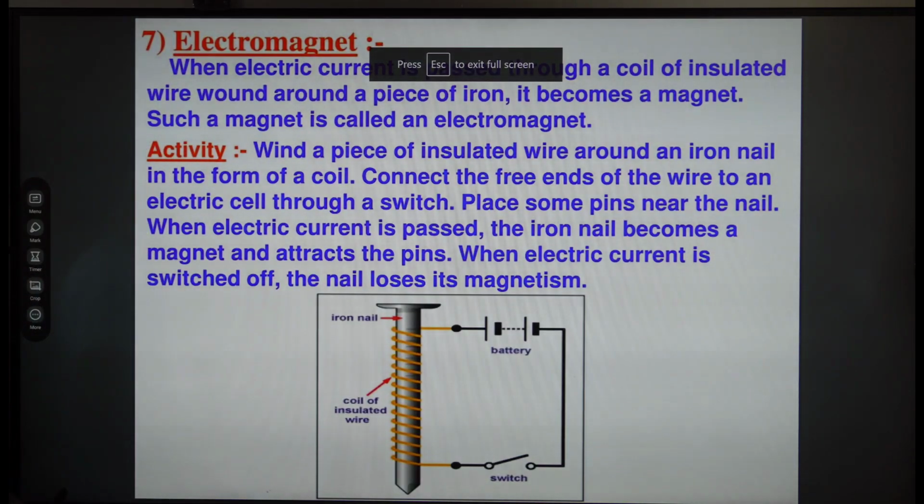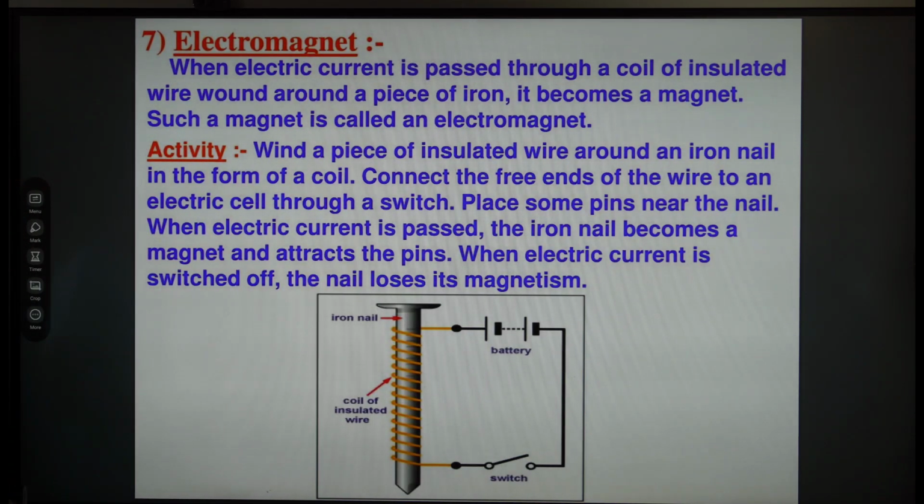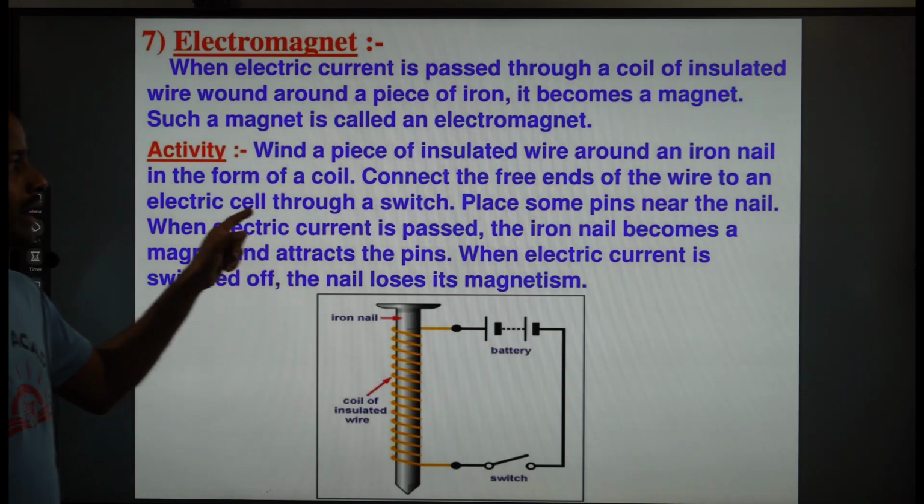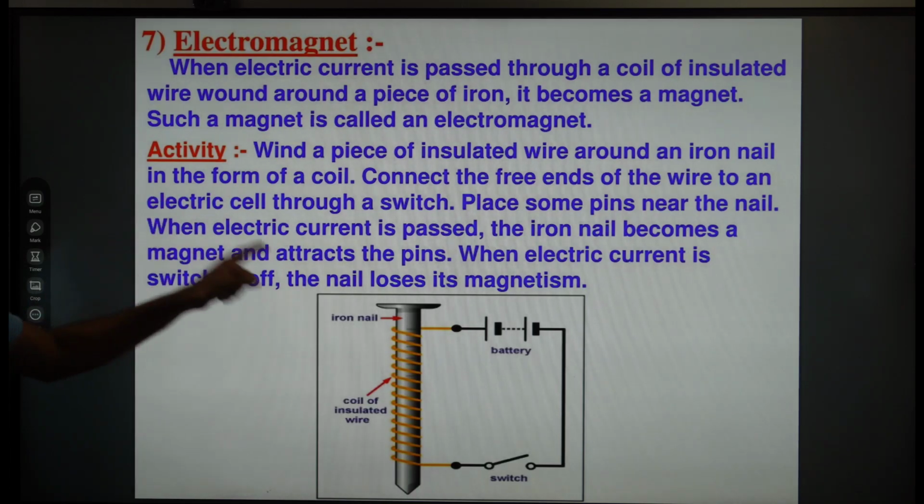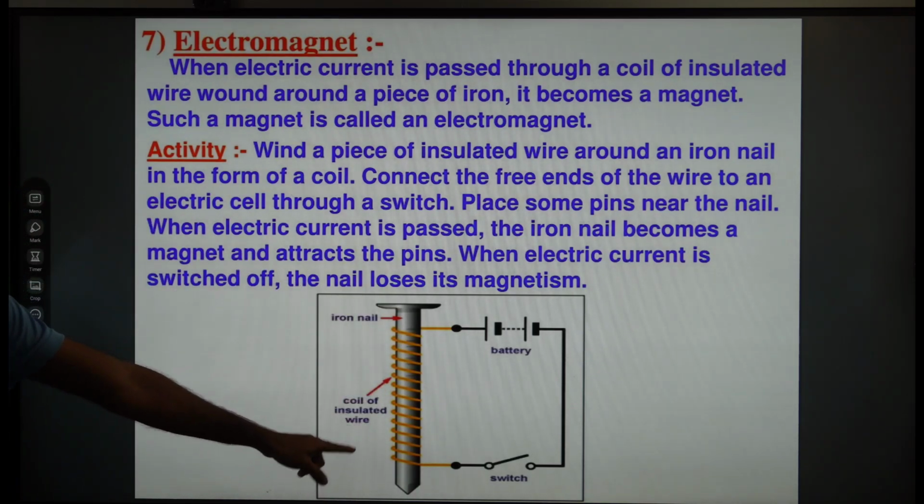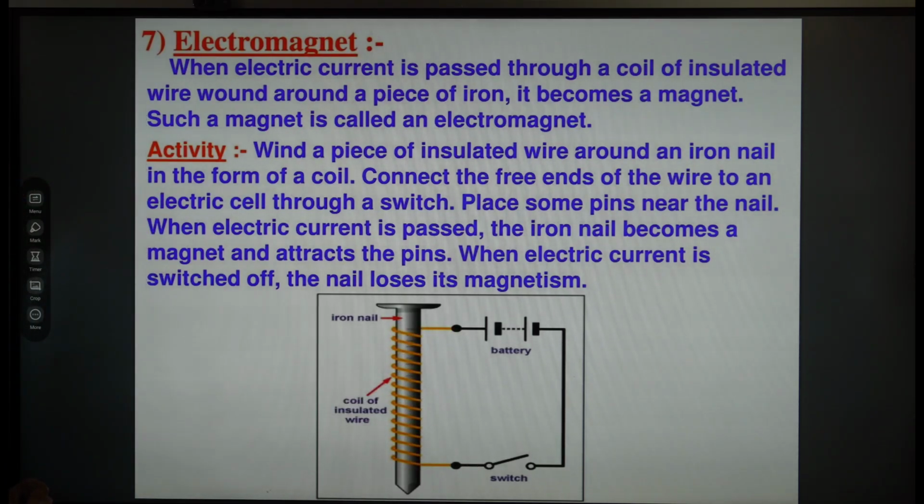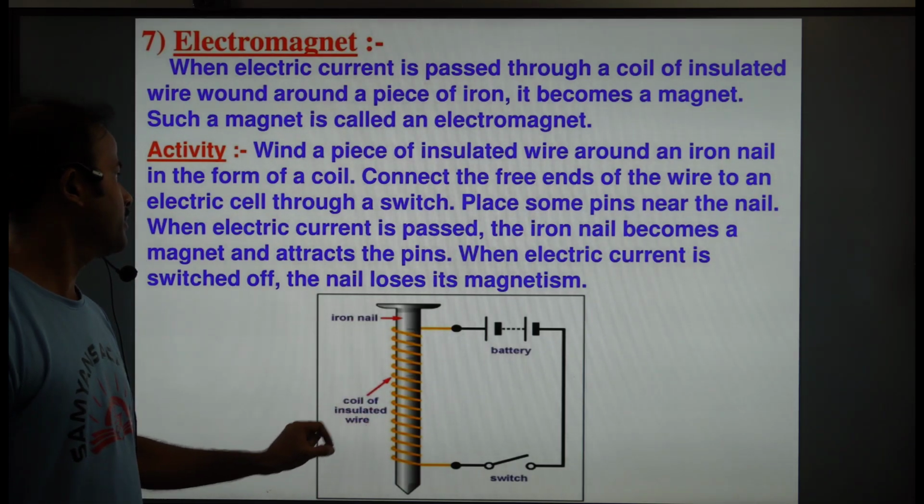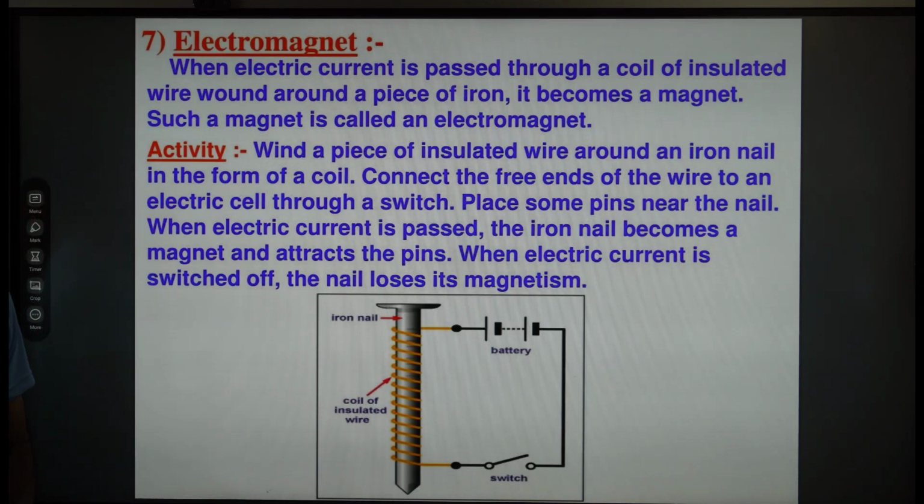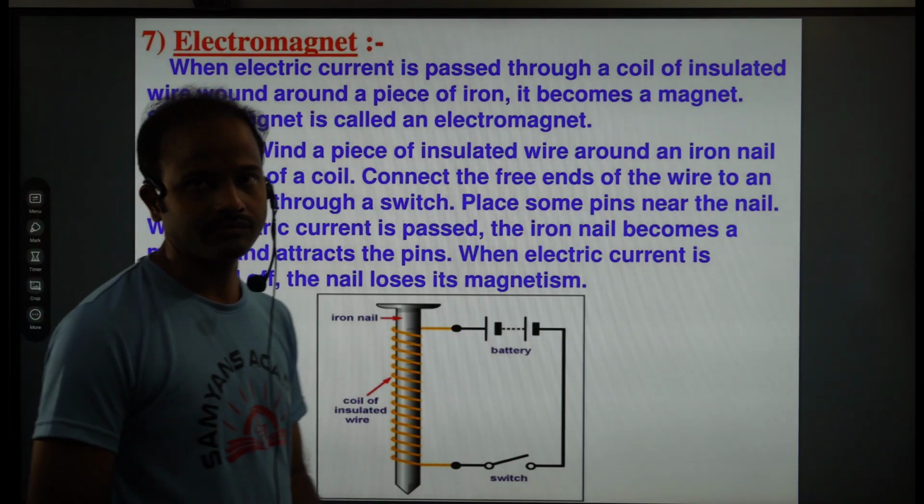When electric current is passed through a coil of insulated wire wound around a piece of iron, it becomes a magnet. Such a magnet is called an electromagnet. Wind a piece of insulated wire around an iron nail in the form of a coil like this and connect the free ends of the wire to an electric cell through a switch. Place some pins nearer to the nail. When electric current is passed, the iron nail becomes a magnet and attracts the pins also. When electric current is switched off, the nail loses its magnetism.